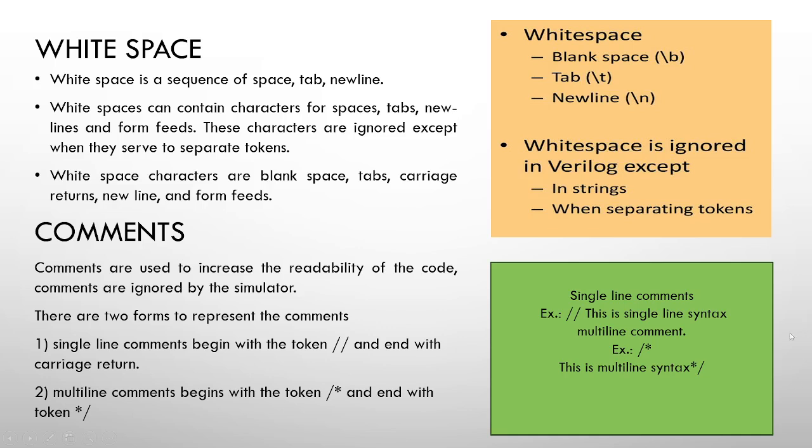White space can contain characters for spaces, tabs, new lines, form feeds, etc. That means you can leave white space between anything, like hash b, which denotes a blank space, hash t, which means a tab space, and hash n, which is when you want to enter a new line. So this is about white space. This white space is ignored in Verilog in all cases except in strings, and when you are separating the lexical tokens; in those two cases it doesn't ignore it. In all the remaining cases, it will ignore the white space.